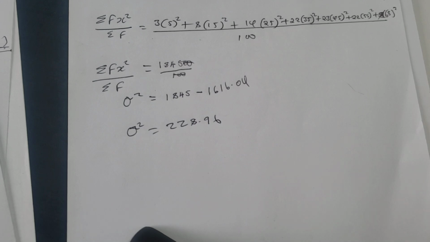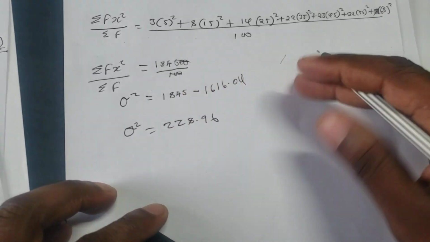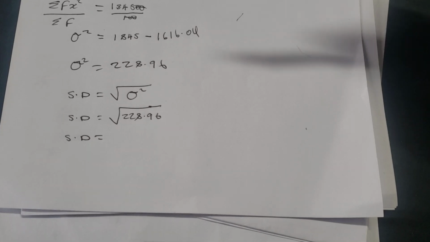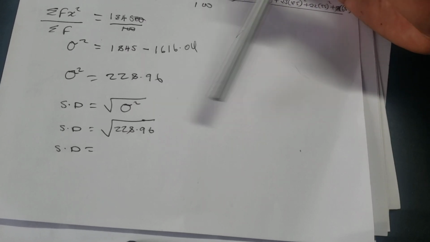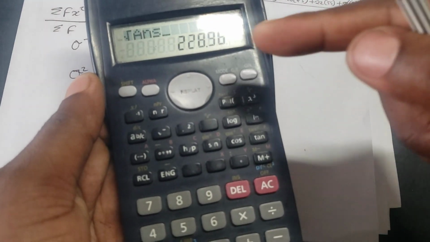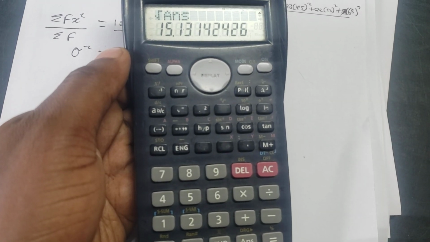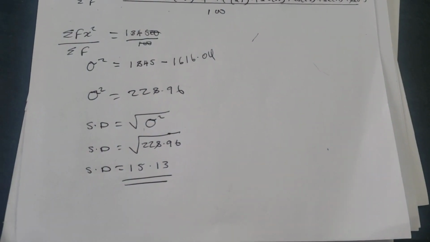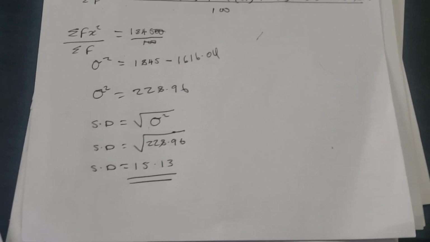Now, how do you find the standard deviation? For us to find the standard deviation, we take the square root of the variance. All right, so if we are finding the standard deviation, we take the square root of 228.96. Our answer will be 15.13142426. So our standard deviation is 15.13. That is our standard deviation.